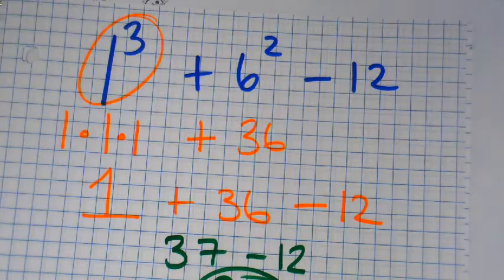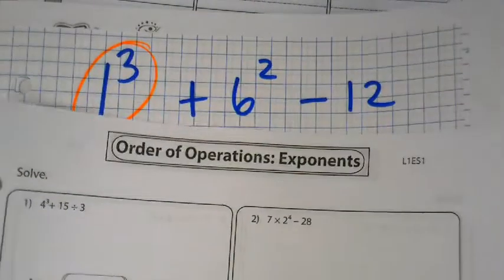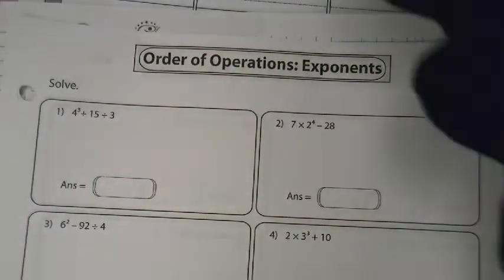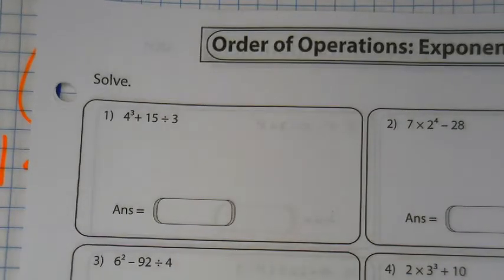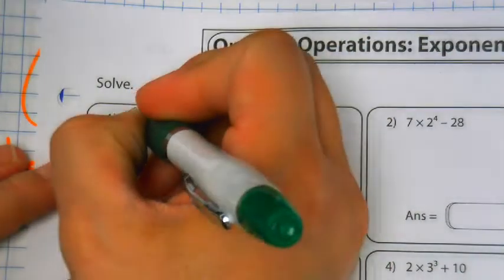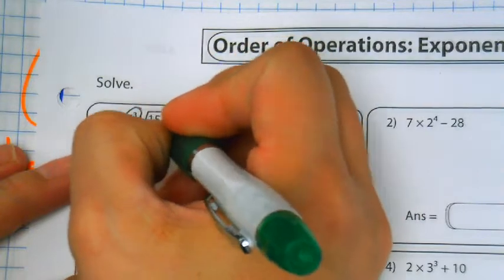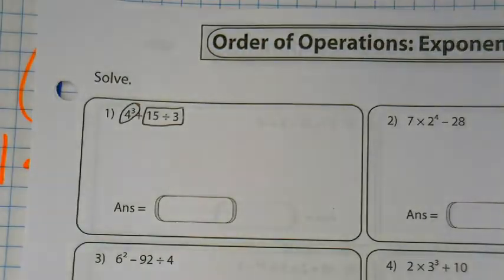All right, I'm going to do the first 2 with you. Circling will be your friend on this worksheet. Circling will definitely be your friend. So, number 1, I'm going to circle the 4 to the power of 3 and the 15 divided by 3. We're on the front side.